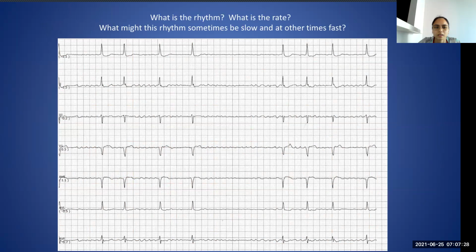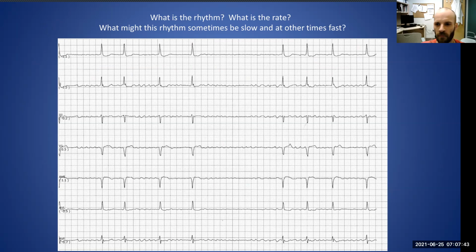I can try this one. So I think the rhythm is atrial fibrillation because it's irregularly irregular and there aren't P waves and the baseline is kind of wavy. Excellent, very good.